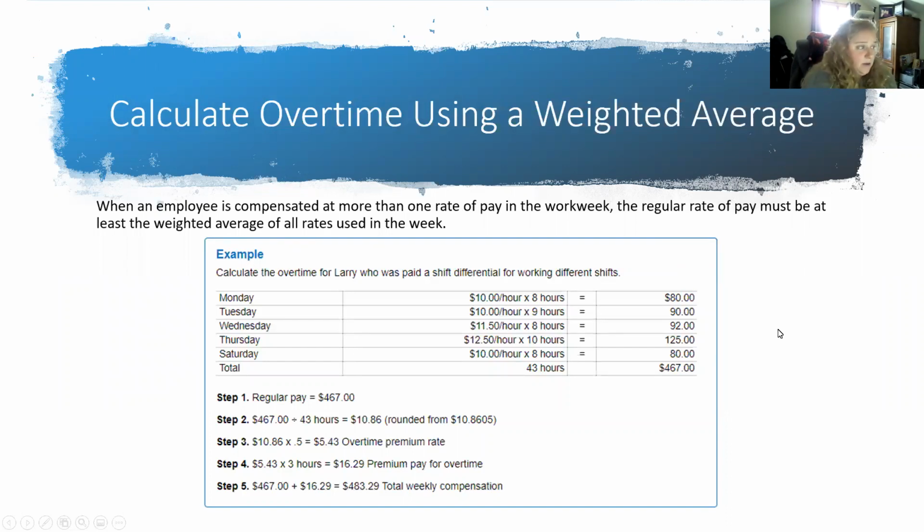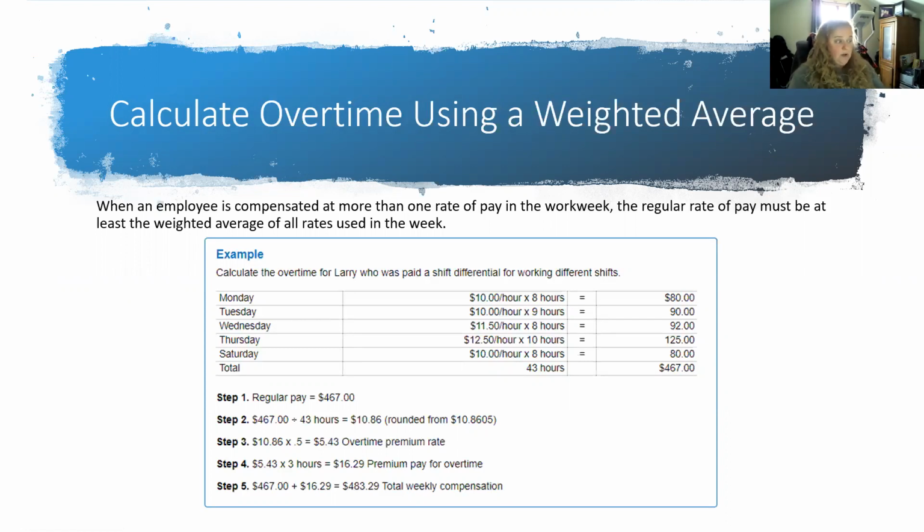So let's talk again about the weighted average if an employee works at more than one rate of pay during the work week. So the regular rate of pay must be at least the weighted average of all of the rates used during the week. So let's look at an example.